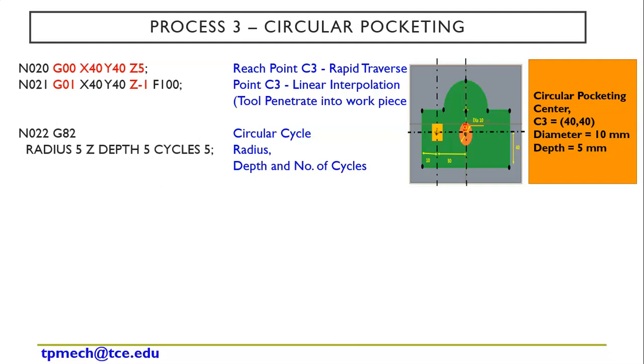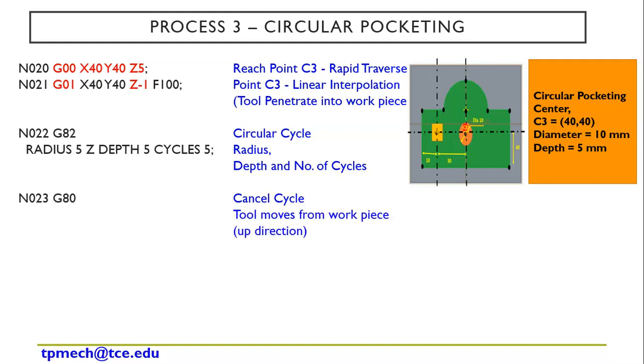So again the same principle, similar to our square or rectangular pocketing. I need to give the radius as well as how much depth I want and how many passes. Here also I am giving 5 depth for 5 cycles, so every cycle it will remove 1 depth. After completing this I need to cancel the cycle with G80, the same code.